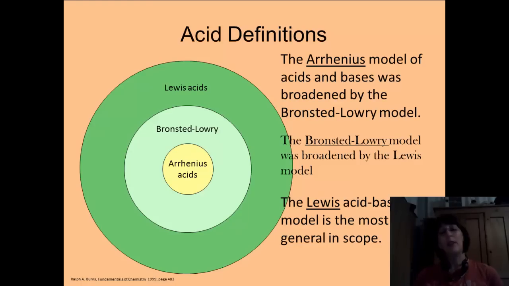There we go. Okay, so here we have our little bullseye. So the Arrhenius definition is pretty small. And then we broaden it. Bronsted-Lowry broadened it to make it really practical. The Bronsted-Lowry definition is really the one that's probably most consistently used. And then Lewis, again, is the most broad definition of what an acid and a base are.